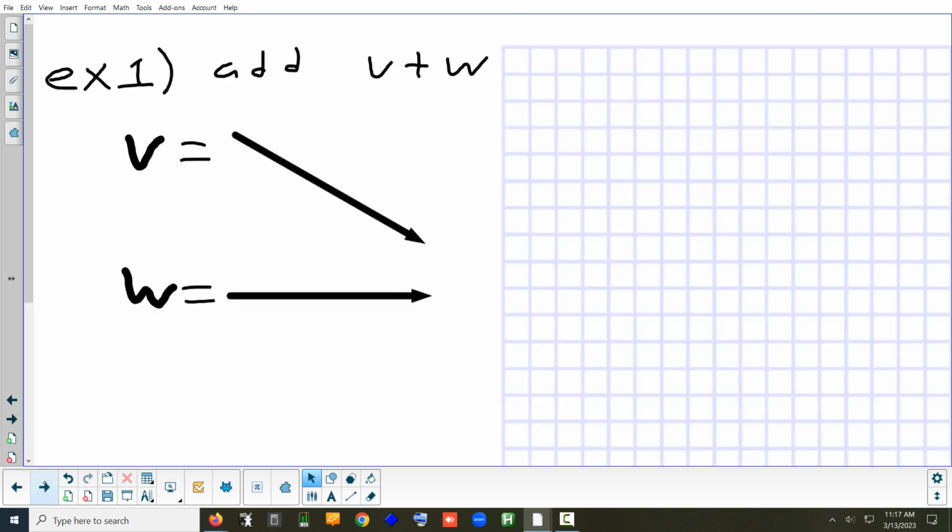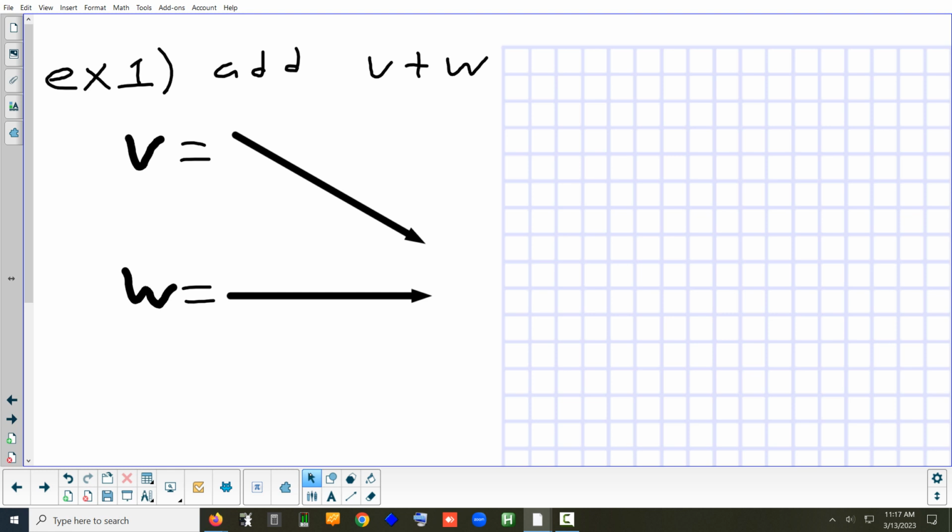Okay, so I want to add v and w together. You don't really need an x-y axis. All you need is a grid, because if you want to measure it when you're done, that's how you can measure it. Okay, so if I want to add these up, how would I do it?